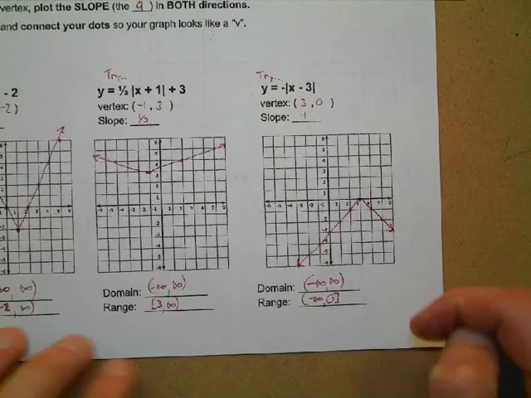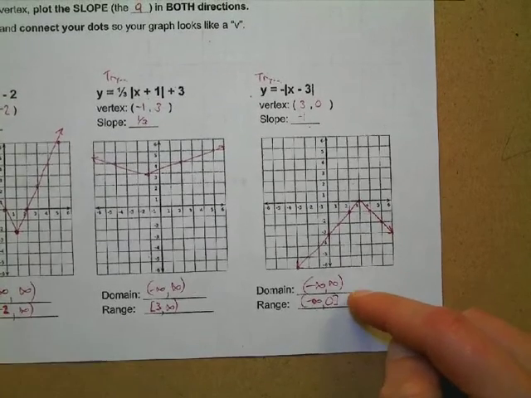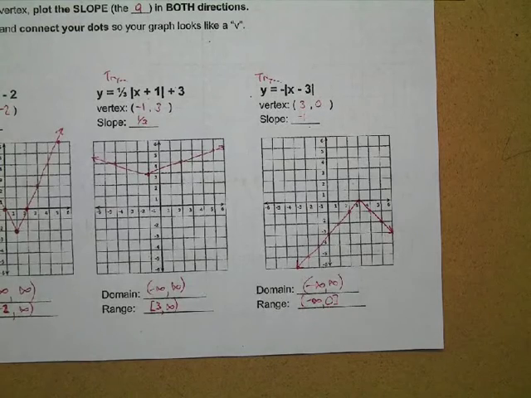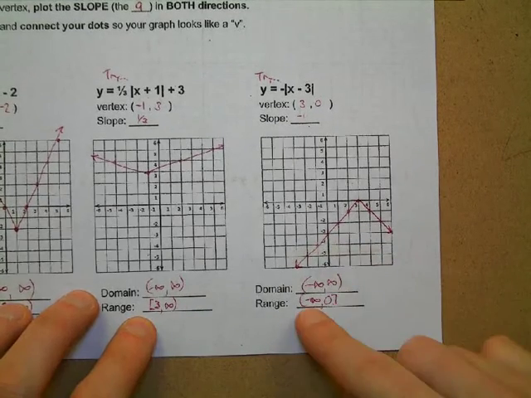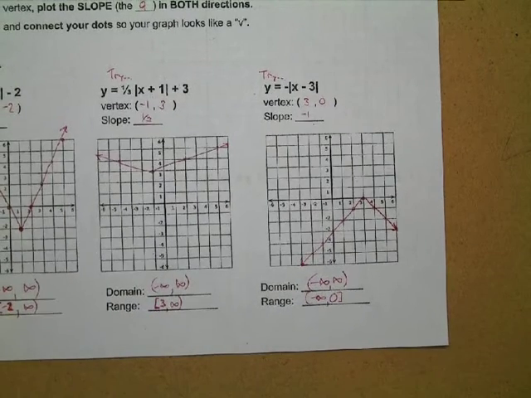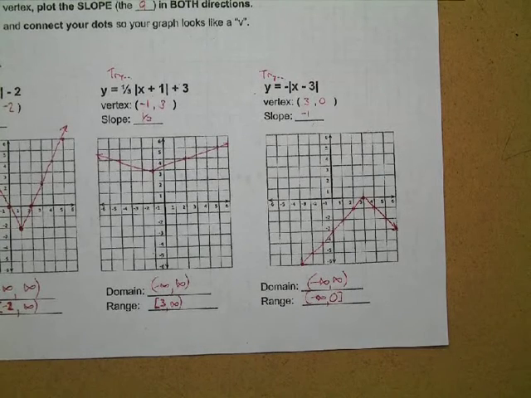Domain is still negative infinity to infinity, and the range, please be careful here, folks. If you said the range was 0 to negative infinity, I get what you're saying, but that's not right. It's wrong. You always go for the range from the bottom to the top. The lowest y value here is negative infinity, and it goes up to 0. Please make sure that you get that right. Questions on any of that?